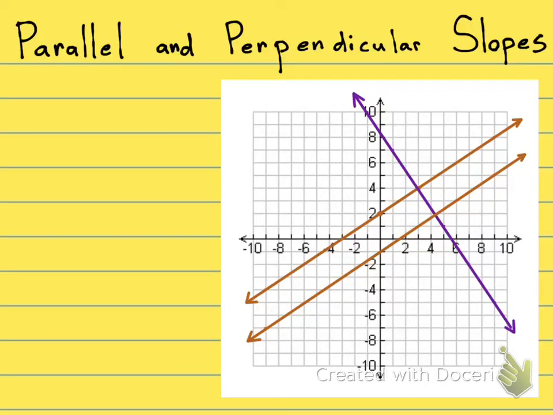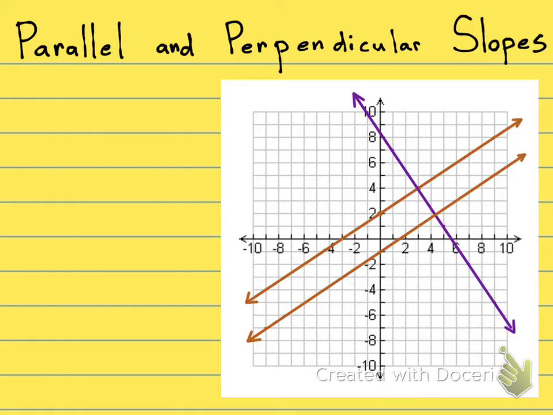All right, let's talk about parallel and perpendicular slopes. So if you look at my graph here, I have 3 lines. And if you look at these 2 brown lines right here, these 2 lines are parallel to each other. Okay, that means they run at the same steepness, and they're going to run right alongside of each other forever and ever and ever, and they're never going to touch.